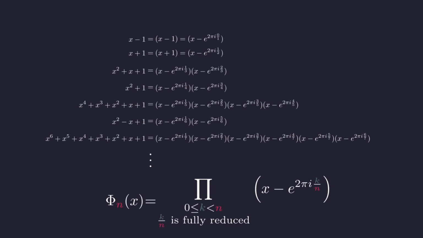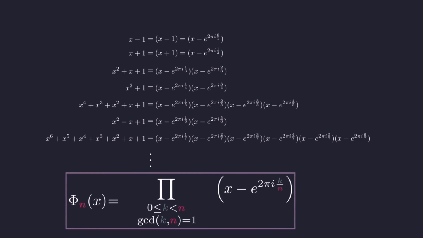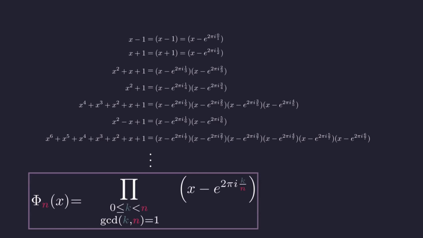k over n being in lowest terms is the same as k and n being relatively prime, so we'll rewrite that second condition for convenience. A simple corollary of this is that the roots of the nth cyclotomic polynomial are the complex numbers e to the 2 pi i k over n, where k and n are relatively prime. Keep these facts in mind for the rest of the video.